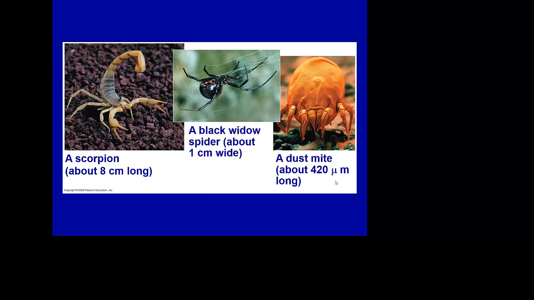Now, they also range in size quite significantly. Look at our dust mite here, only 420 micrometers, versus our scorpion, 8 centimeters or so long. Now, we are certainly not looking at giant organisms here, but when you bring venom into the mix, this becomes a much more serious sort of encounter, right?